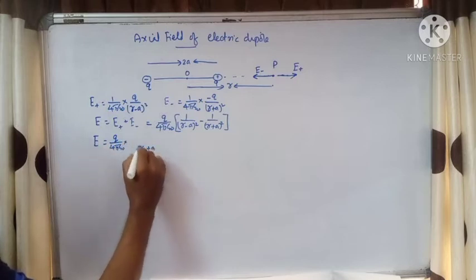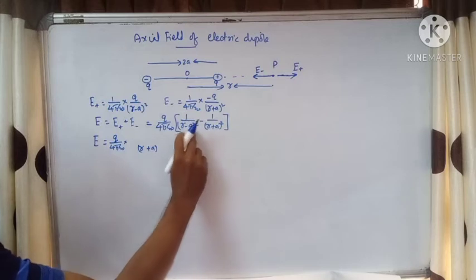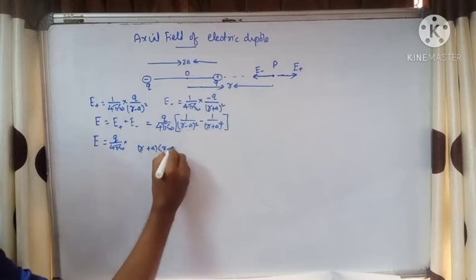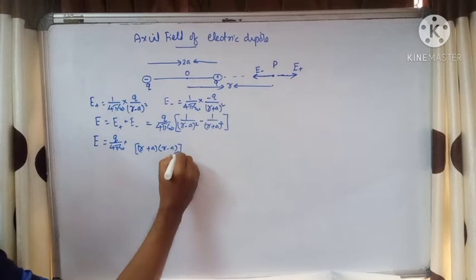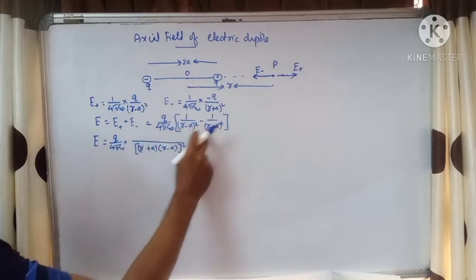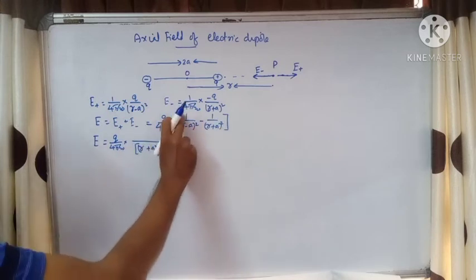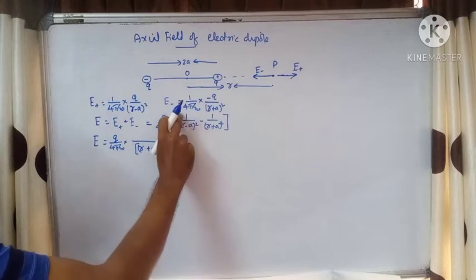r plus a the whole square. We can take it like this: r plus a into r minus a is the LCM, and the whole square we take common. This we can simplify like this. Here we have only r minus a whole square. So what will we write here?